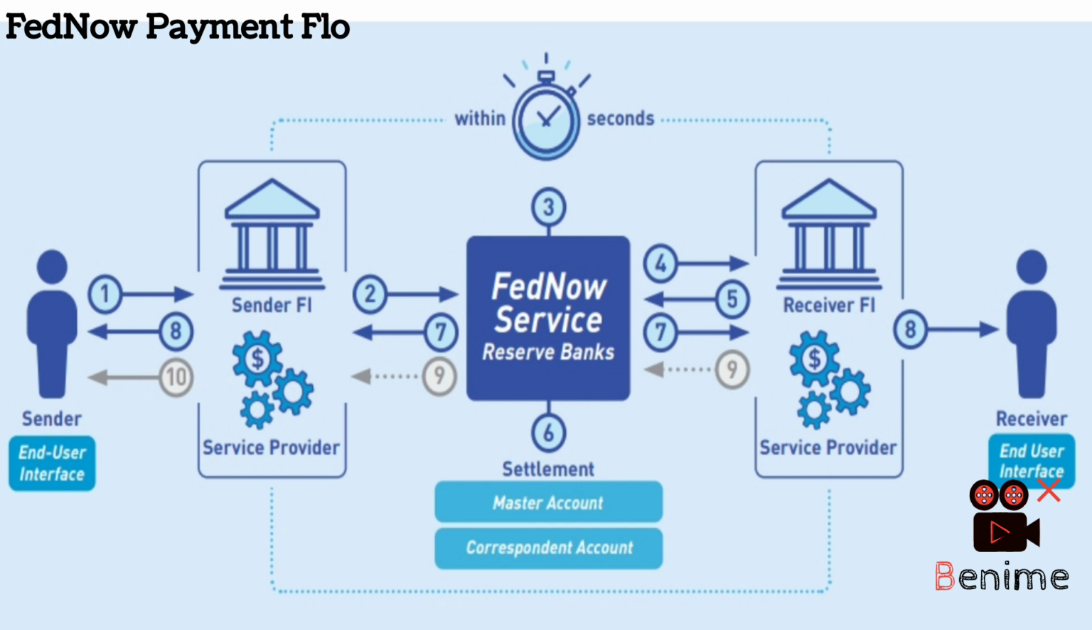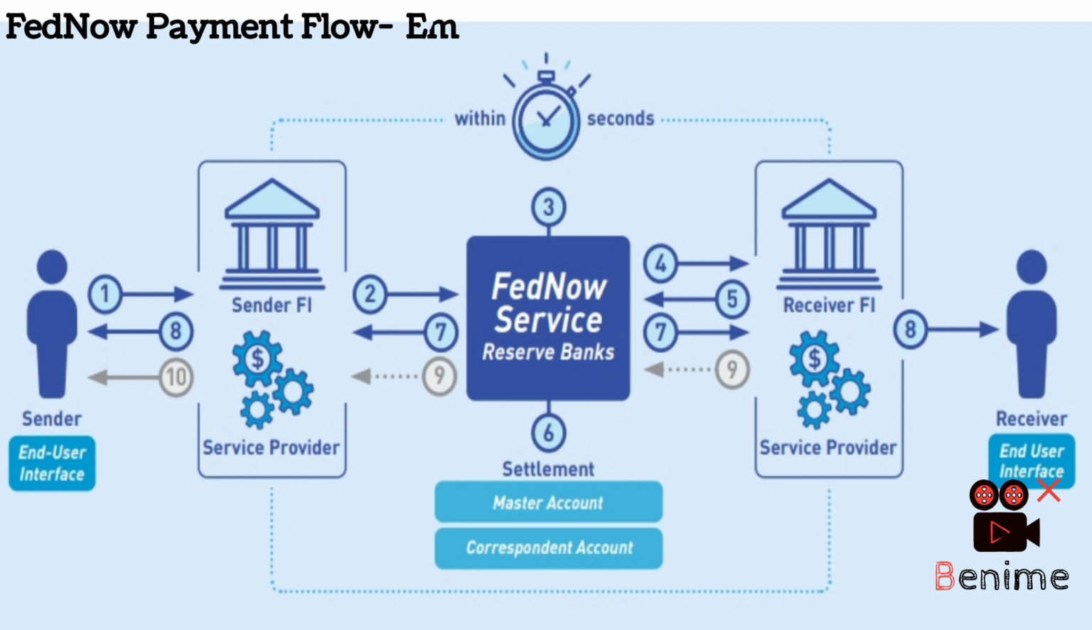The FedNow service now does the necessary validation on this particular message. It checks whether the message matches the criteria or not, and then checks the necessary validation in terms of the account, whether it has sufficient funds available or not. Next, it does the posting, a debit from the master account of the sender financial institution, and then the same message is forwarded to the receiver financial institution.